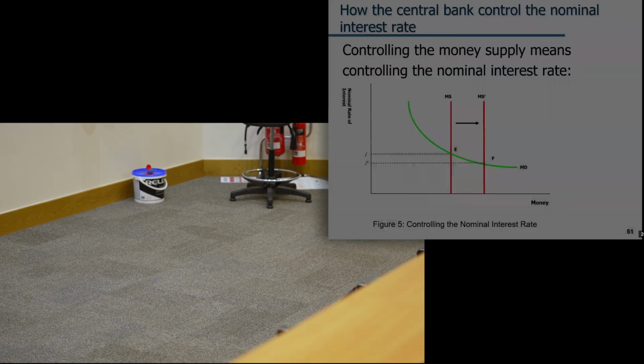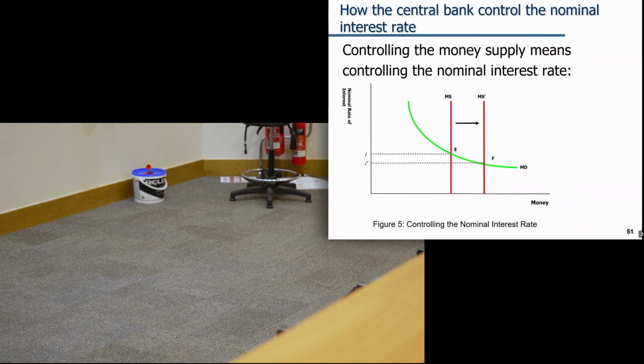Okay, so here's where we were. Almost where we were. Where we were. Duplicate the slideshow. Happy days. Okay.